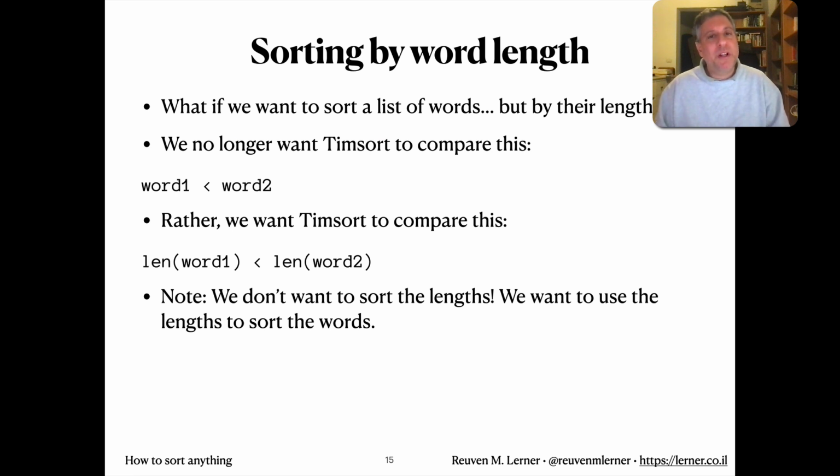What if we want to sort a list of words, but by their word lengths? So we no longer want TimSort to compare word one and word two. We rather want TimSort to compare the length of word one and the length of word two. Now we don't want to sort the lengths, right? We don't want to get a list of integers back. We want to use the lengths to sort the words.